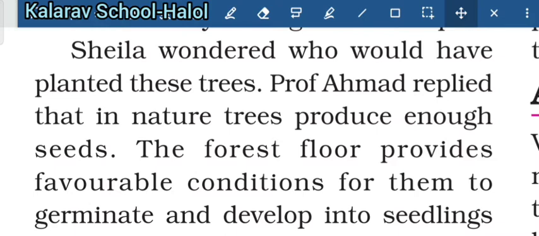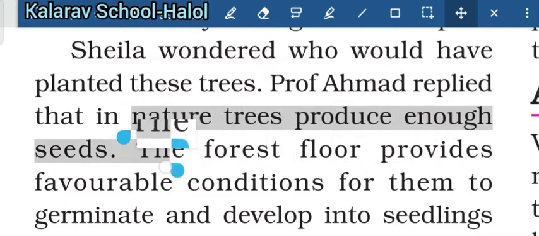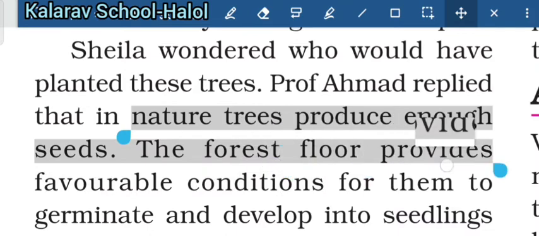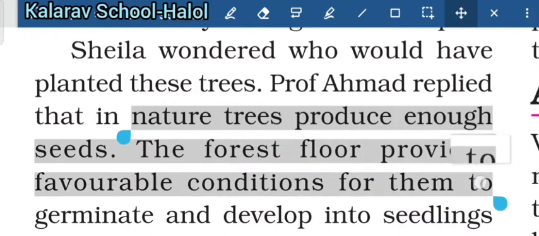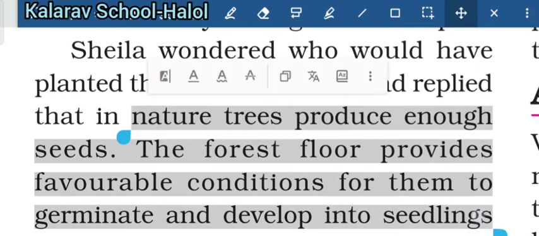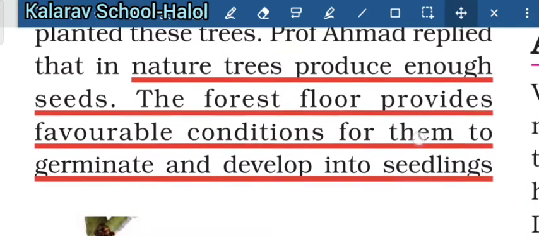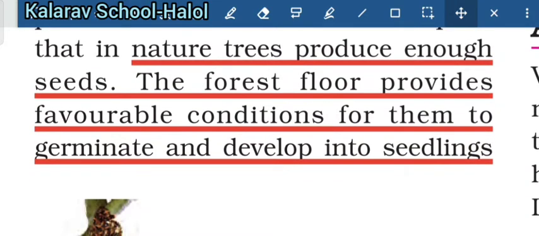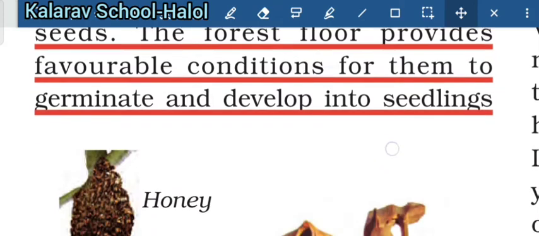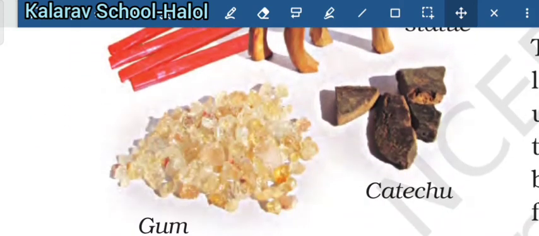So here Shella wondered how these large number of trees are planted. Professor Ahmed replied, natural trees produce enough seeds. The forest floor provides favorable conditions for them to germinate and develop into seedlings, which means a forest floor has all the favorable conditions so that it can provide them nutrients which help in germination and development.